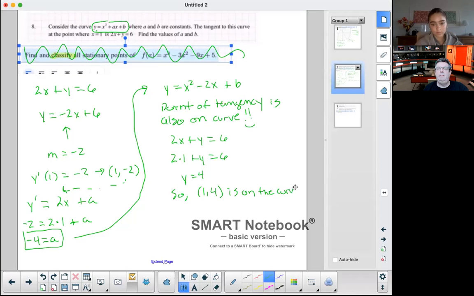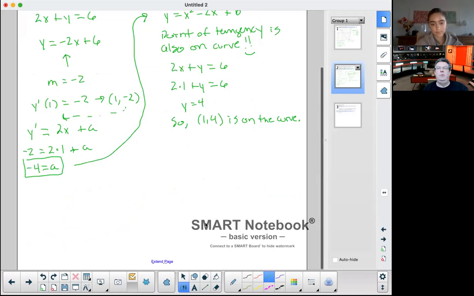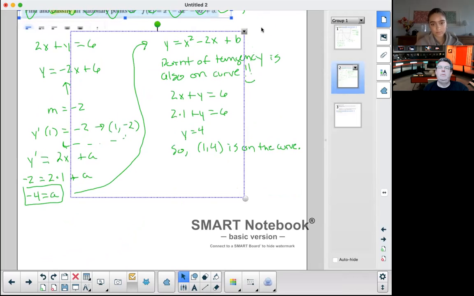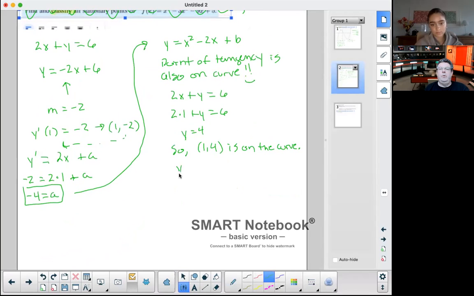Do you agree? Which is wonderful news, because the curve, I should have put this down here. So we have y equals x squared minus 2x plus b, right? And I have a point on the curve, so I can substitute it in here: 4 equals 1 minus 2 plus b. Is that okay, skipping those steps? So then minus 1, add 1, so b equals 5.